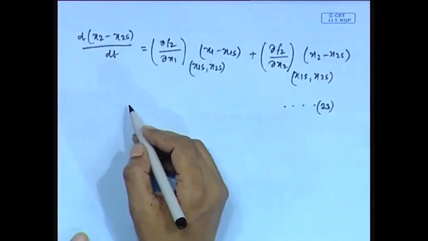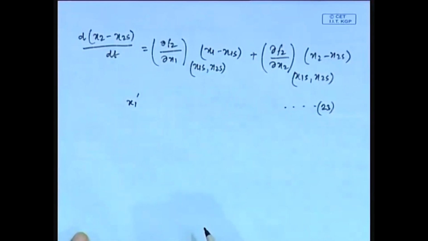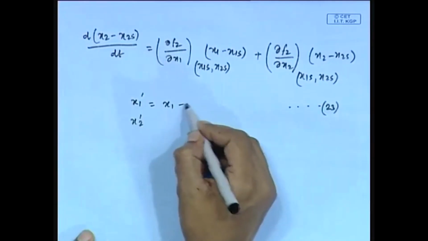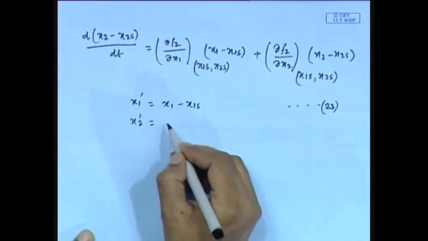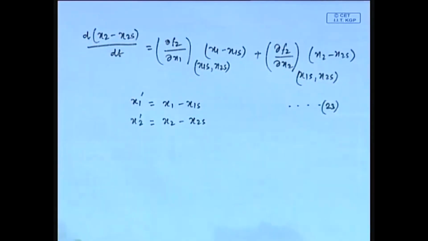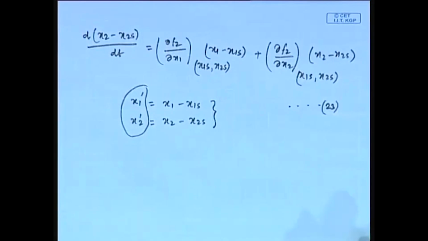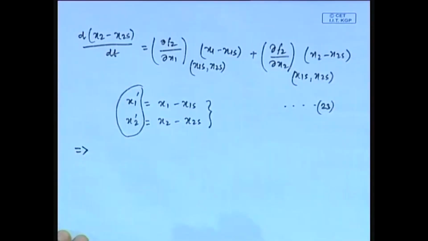Fine. Now, we assume the deviation variables, one is x1 prime, another deviation variable we assume x2 prime. What is x1 prime? x1 minus x1s. Similarly, x2 prime is x2 minus x2s. These are two deviation variables. Now, if we substitute these two deviation variable expressions in equations 22 and 23, what will be the equations in terms of deviation variables? That we need to find next. We will represent equations 22 and 23 in terms of x1 prime and x2 prime.